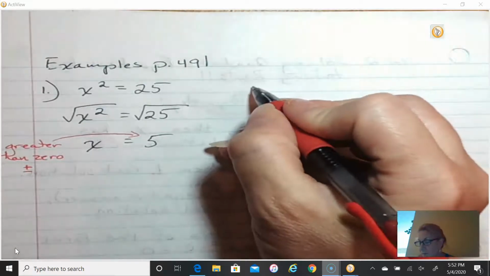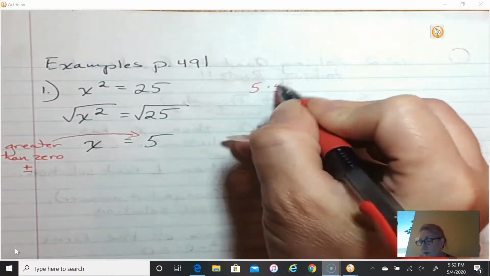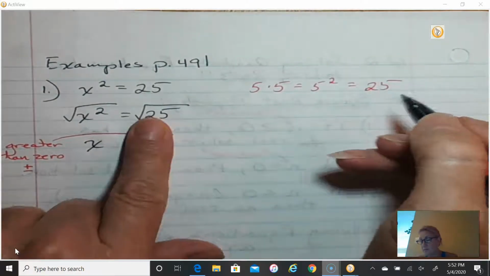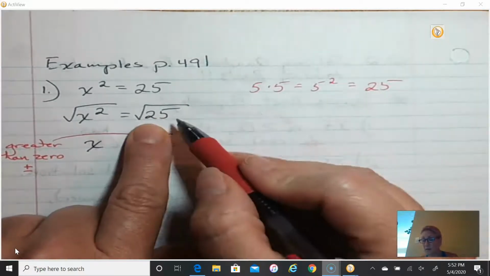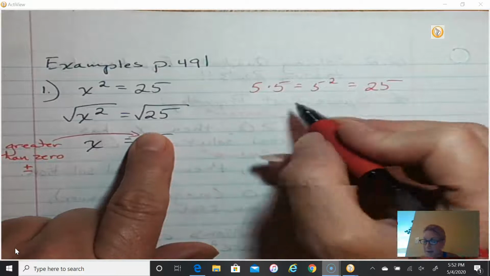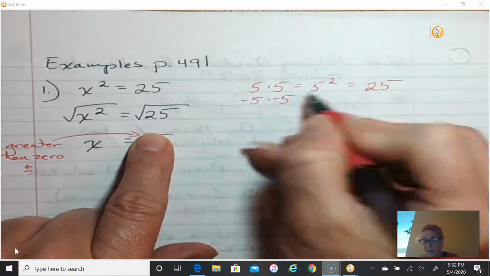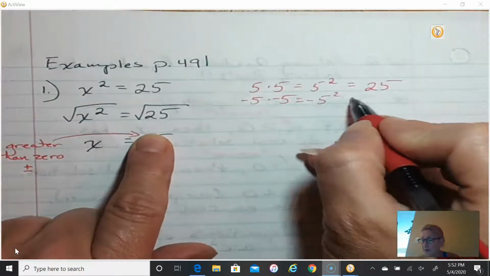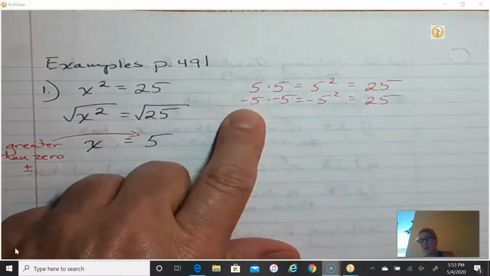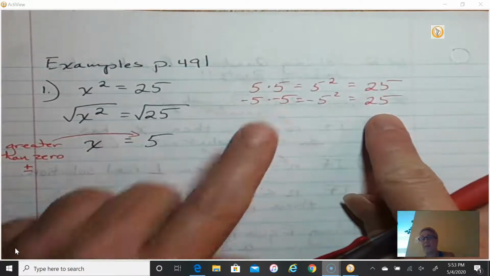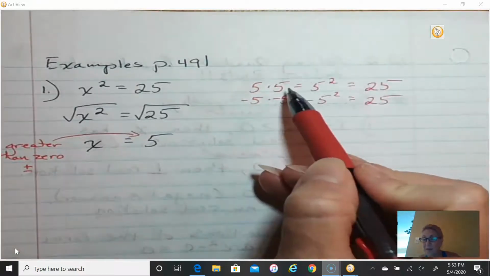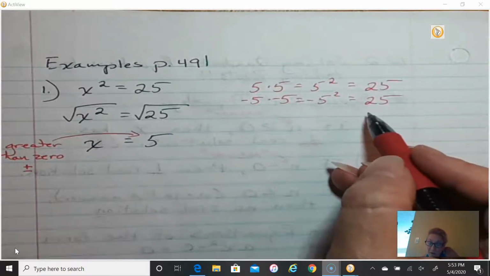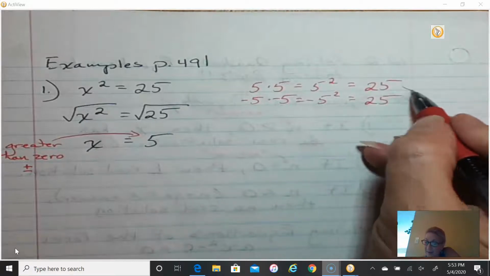I'm going to write it over here. 5 times 5 is 5 squared, yes? Which is 25. Correct? Yes. So the square root of 25 is 5. But negative 5 times negative 5, that's negative 5 squared. Isn't that 25 also? So negative 5 times negative 5 is positive 25. Did you see that? So positive 5 and positive 5 gives you 25, but negative 5 and negative 5 also give you 25. It can be both.